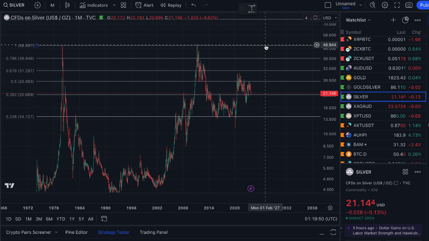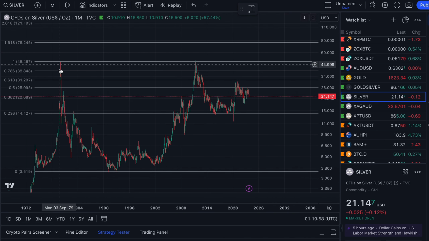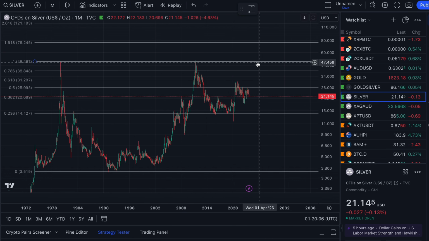Now, of course, you've got the old high of $50. More likely than not, and this is going back to 1980, a huge range right here, this would be taken out. Again, maybe some resistance on a couple of months time frame, but I think over a number of months you would see that very quickly taken out, and then we would be heading up to uncharted territory.